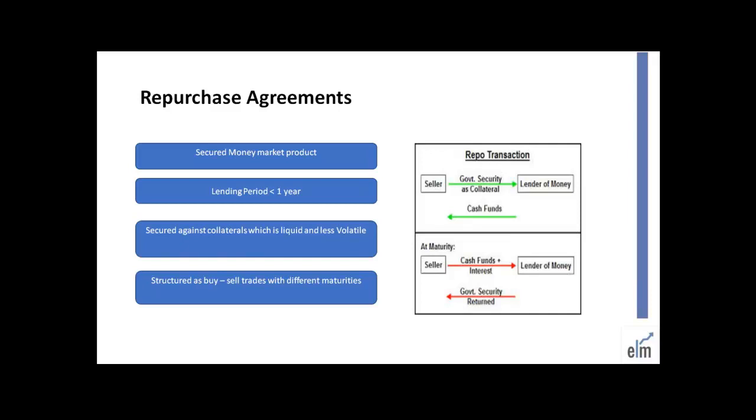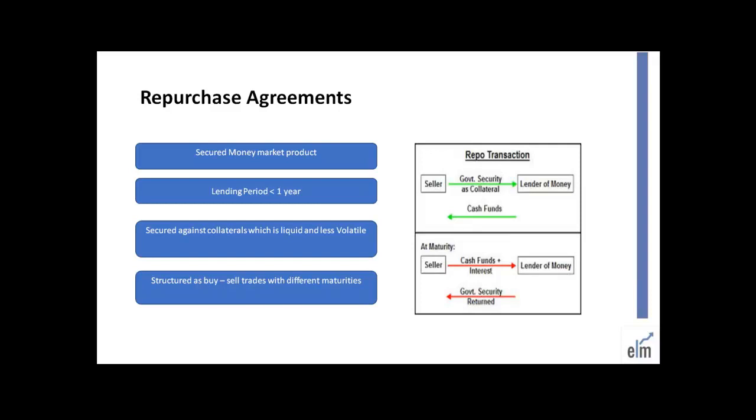Now, how do they work? The cash borrower gives the security, rather a T-bill, and takes cash in turn in the first leg of the agreement, which is structured as a sell trade for the borrower. And there is a second leg, the repayment of the loan, and it is structured as the repurchase or the repo trade for the cash borrower.